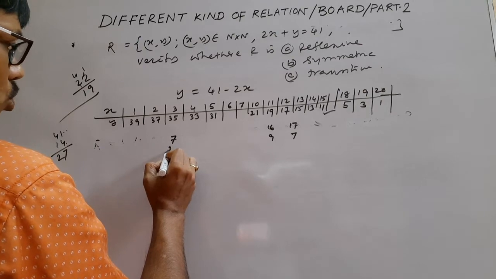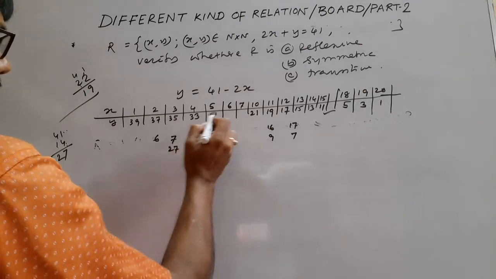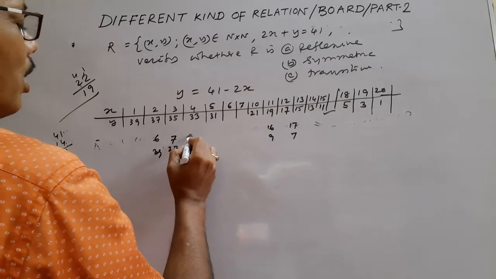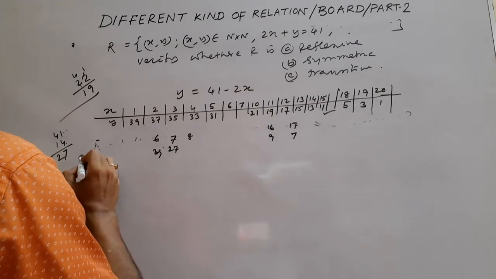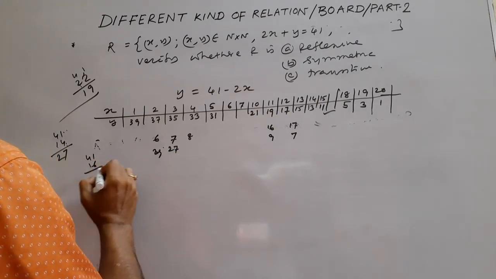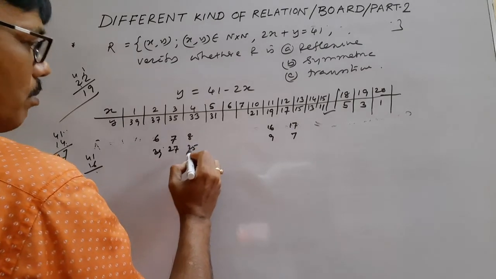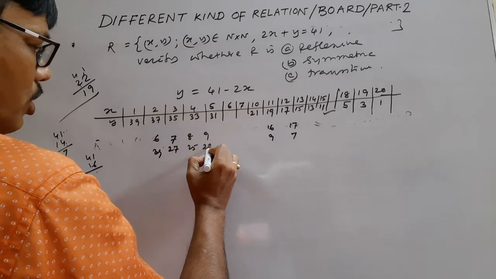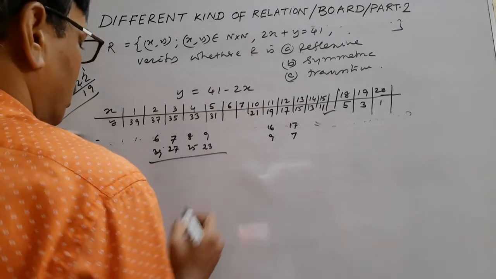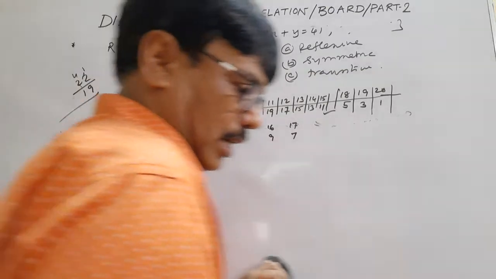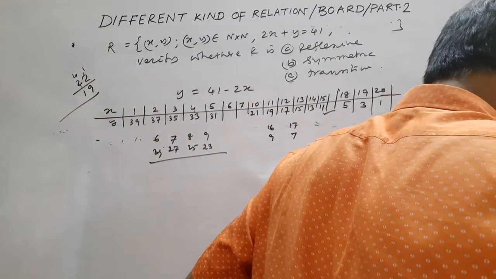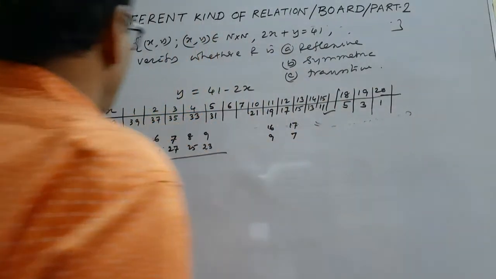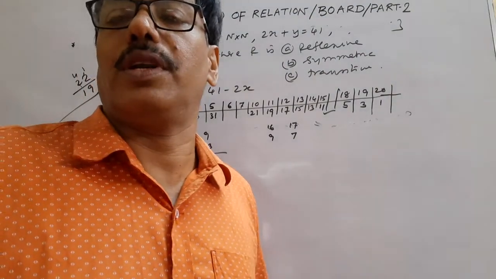Seven, 27. 6, 29. 8, 16, 25. 9, this is 23. So let us verify transitive relation.